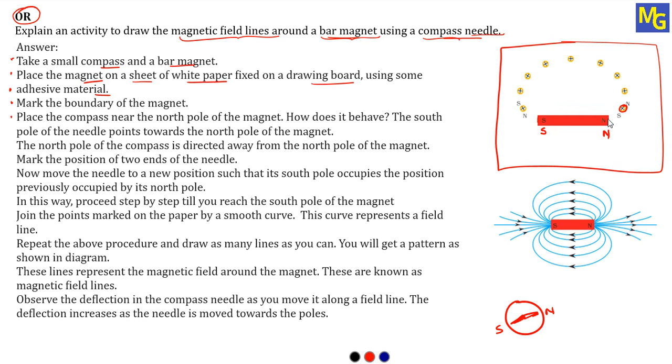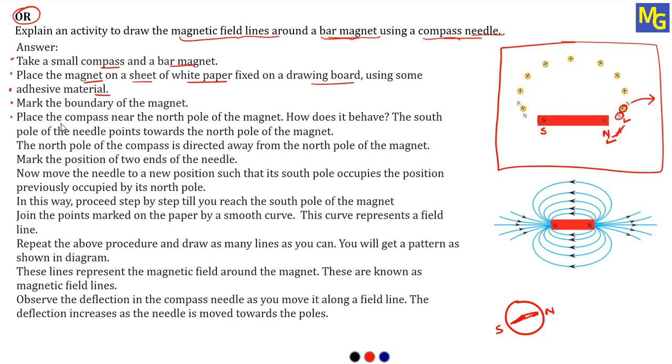So this is the compass needle which we have kept towards the north pole. Once we keep it there, the south pole of the compass points towards the north pole of the bar magnet, and the north pole of the compass moves away from it. You can see this, because like poles always repel and unlike poles attract. This is north, this is south, both will attract. Now mark both the ends, south as well as north, of this compass on this white paper.